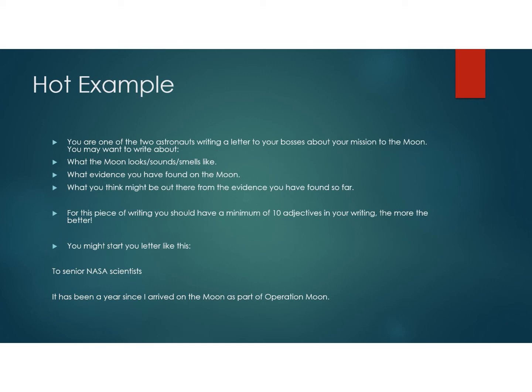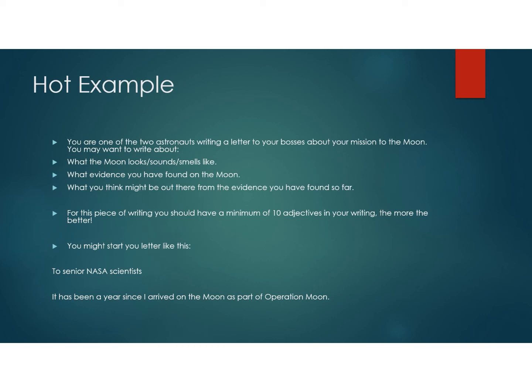So maybe you found an alien egg and you think there might be aliens out there, or it could be you found a gold nugget and you think there might be a gold mine on the moon. It's completely up to you. For this piece of writing, you should have a minimum of 10 adjectives in your piece, but the more the better. The same with the spicy writing.